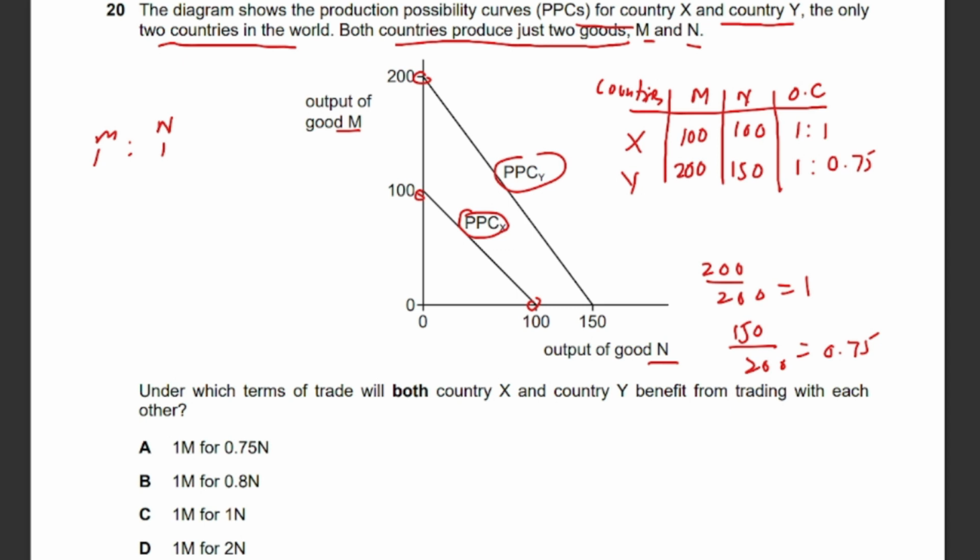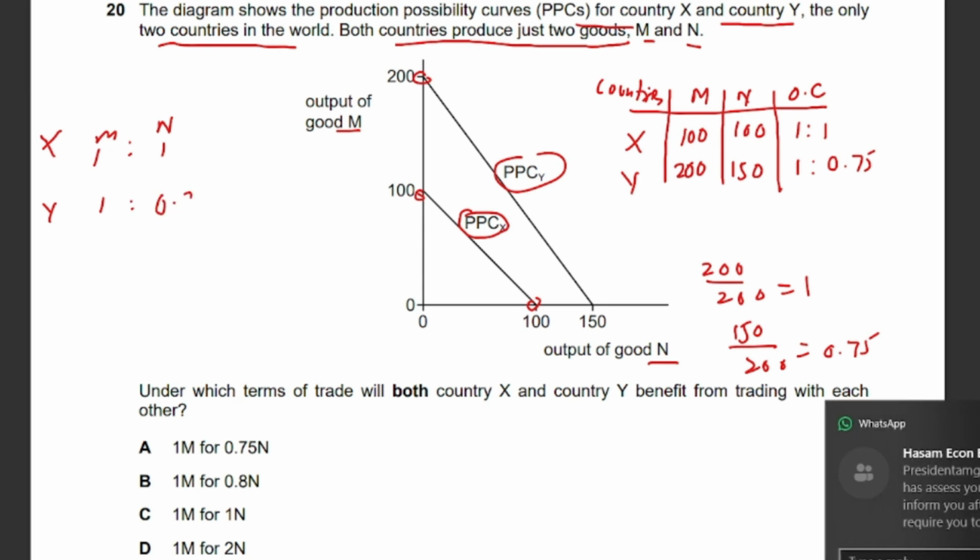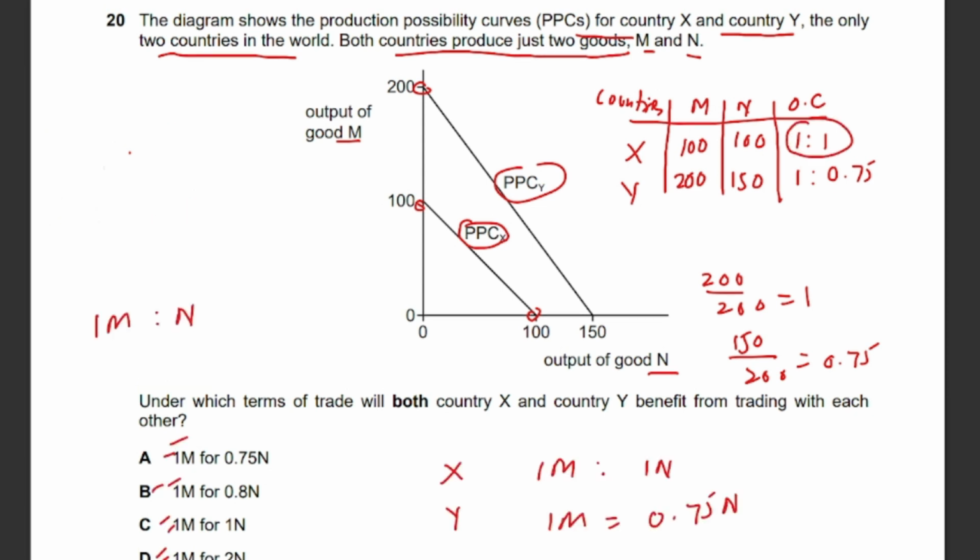So for country X, the opportunity cost of 1M is equal to 1 unit of N. For country Y, the opportunity cost of 1M is equal to 0.75 N. Okay, so based on these opportunity costs, country X can produce 1 unit of M against 1 unit of N, and country Y can produce 1 unit of M against 0.75 units of N. So if they want to trade with each other, what should be the trading possibilities between them, right?